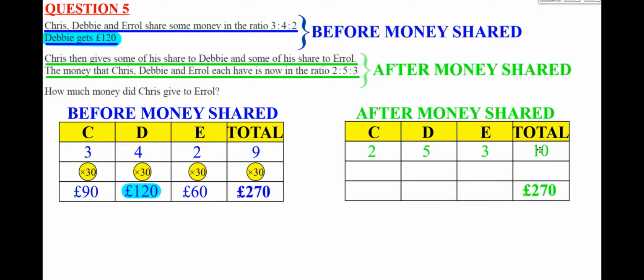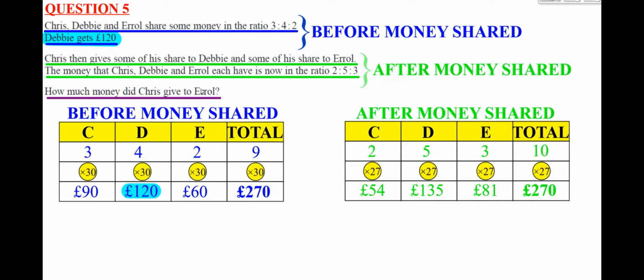So what have I scaled up by? What's 10 been multiplied by, essentially, to go from 10 to 270? 270 divided by 10 means it must have been multiplied by 27. So we multiply the values in the C, D, and E columns by 27 as well, and we arrive at the following. 2 times 27 is 54, 5 times 27 is 135, and 3 multiplied by 27 is 81. However, the only person we're really focusing in on is just Errol, and in particular what Chris gave to Errol.